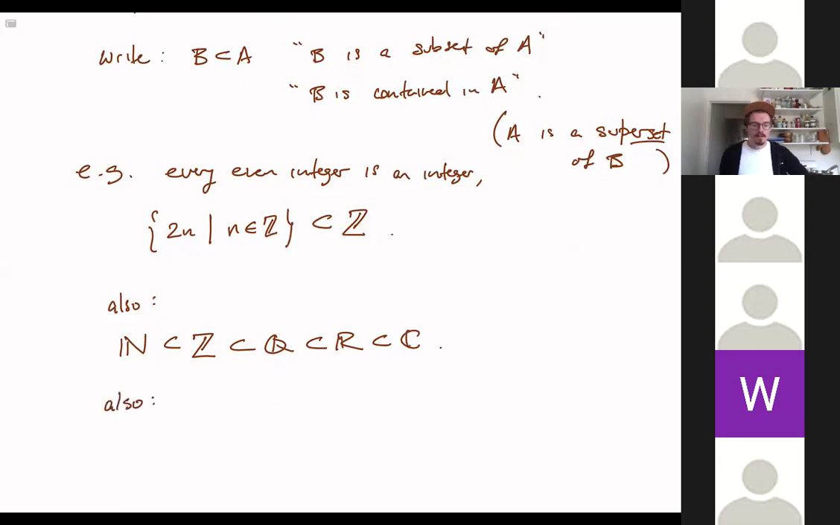Also, some more edge cases, technicalities. Every set is a subset of itself, and the empty set is a subset of every set.